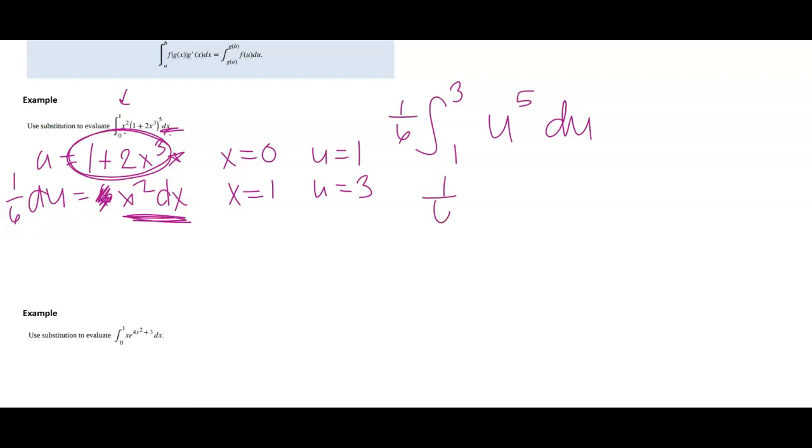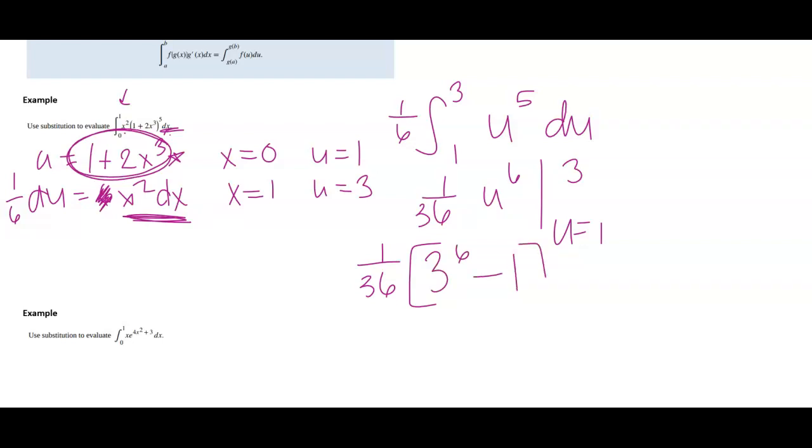When I take this antiderivative, I have 1/6 u to the 6 over 6, but that means that I would end up having 1/36 here, because a 6 times a 6 would be 1 over 36. And these bounds are in terms of u, so I write from u equals 1 to 3. So this is 1/36 times whatever 3 to the 6th is, minus when I plug in 1, and I'm just going to leave it like this for now.